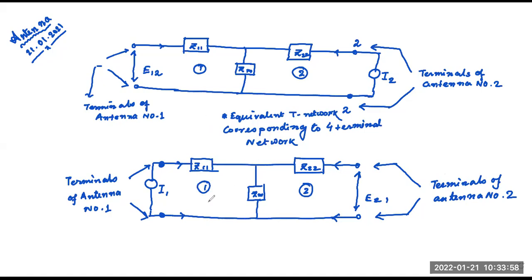This is also the same. From there, we have proved up to the mesh topology network last day. What we have proved is that Z11 and Z22 are the self-impedances of antenna number 1 and number 2, and Zm is the mutual impedance between the two antennas. 1, 1 is the terminal of antenna number 1 and 2, 2 is the terminals of antenna number 2. Now we apply Kirchhoff's mesh law to the figures. This first is figure A and this is figure B.